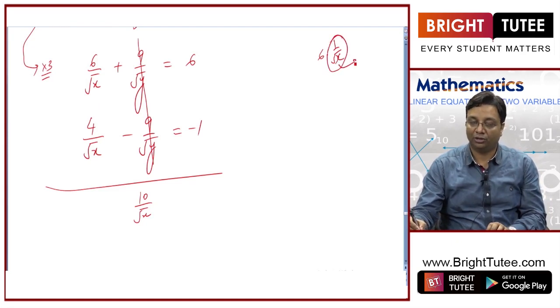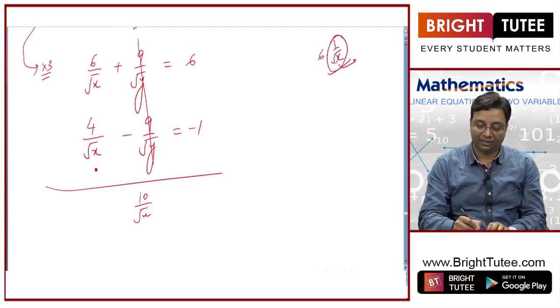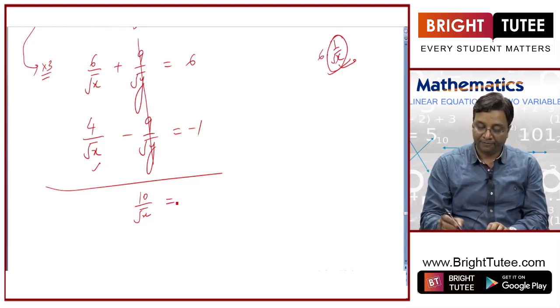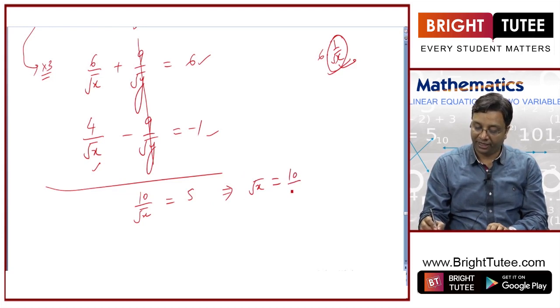Let us say this is a ball. So you got 6 balls and these are 4 balls. So 6 plus 4 is 10. 10 by root x. Okay. 6 minus 1, that is 5. Okay. So root x is equal to 10 by 5, which is 2. Hence x is equal to 4.